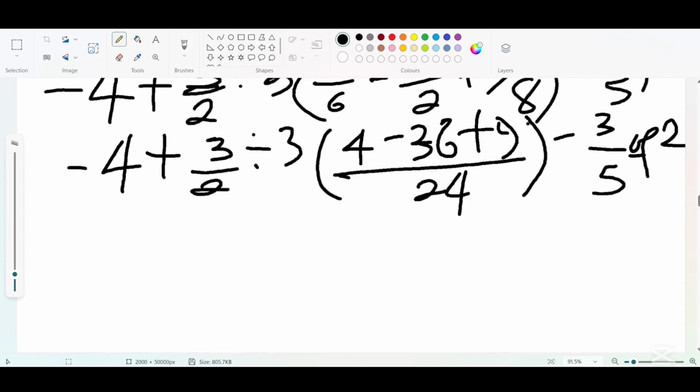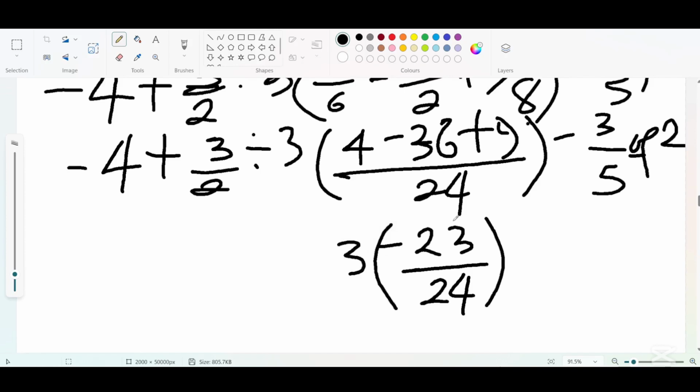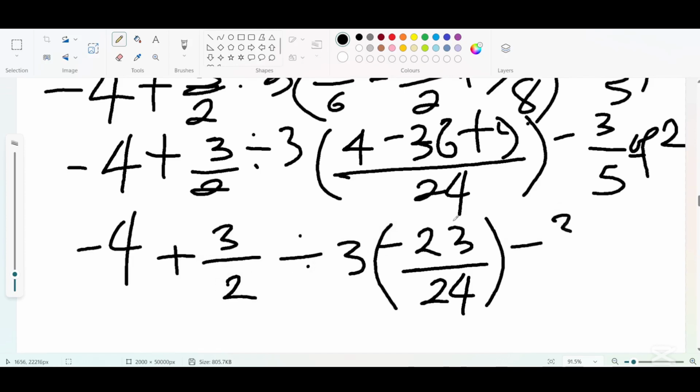Okay, so at this point we'll add these numbers together. 4 minus 36, that's minus 32. Minus 32 plus 9, so that's minus 23 divided by 24, which is what the bracket reduces to. The others we just fill them up. Then this is minus 3 all over 5 of 2.